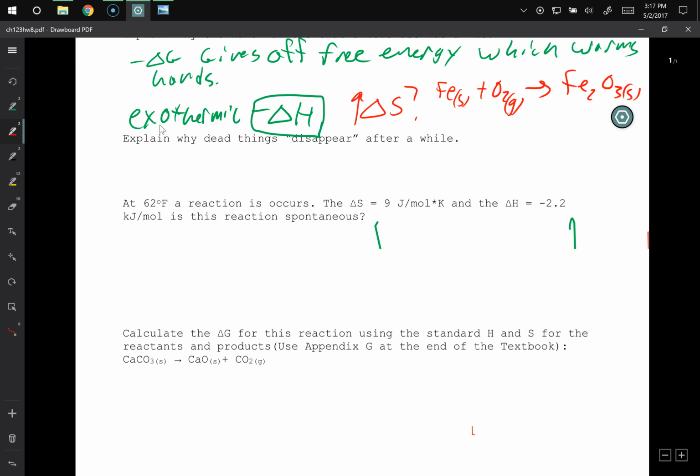So when is this a spontaneous reaction? Always, right? It's always a spontaneous reaction because it's giving off heat and it's increasing its disorder. Is there any way to protect iron things from rusting? Anybody? How do we do that? How do we protect iron from rusting? That's really what her question is.